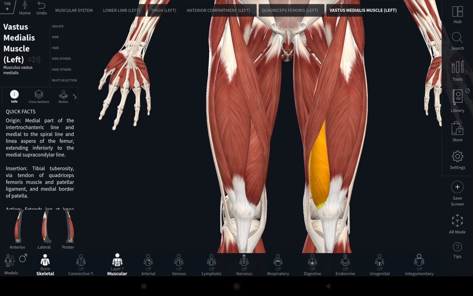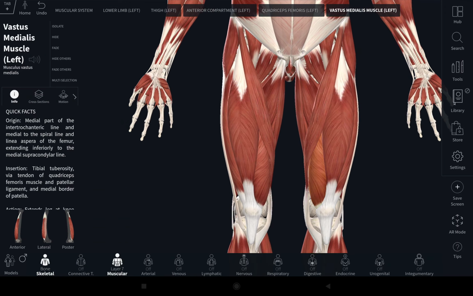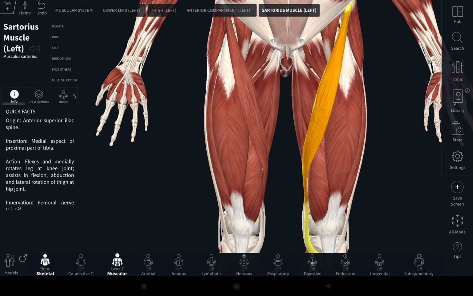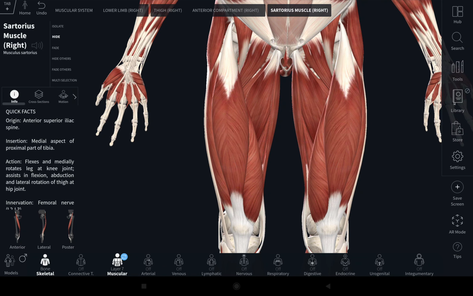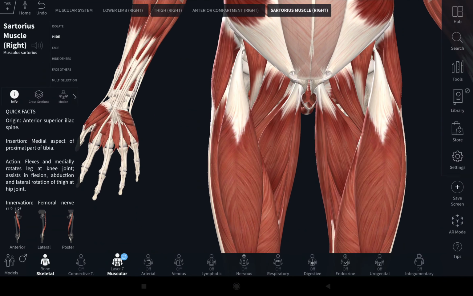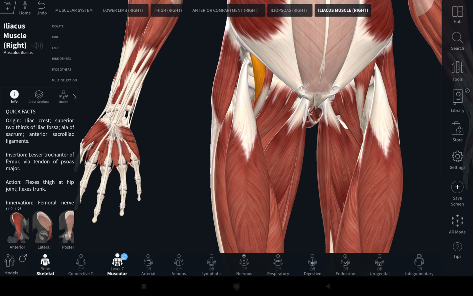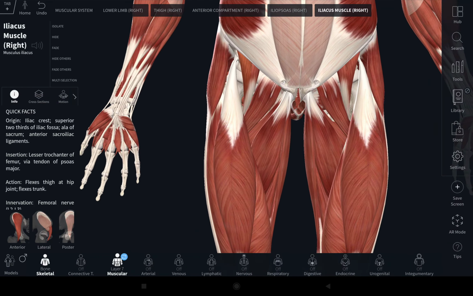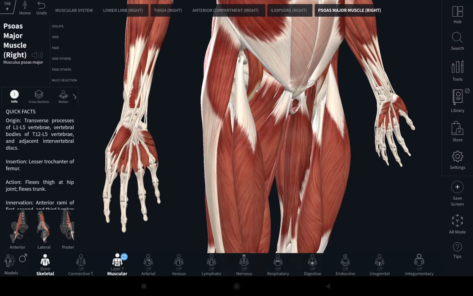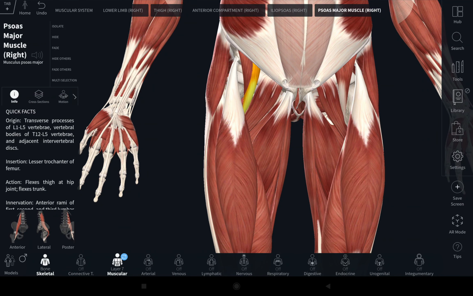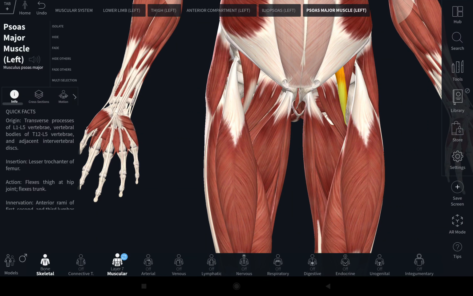Now one by one we'll remove the muscles. At first we remove the sartorius muscle, then several muscles have been exposed. This muscle is the iliacus muscle. Look, this muscle is the iliacus muscle, and this muscle is the psoas major muscle. Similarly, this is the iliacus and this is the psoas major muscle.